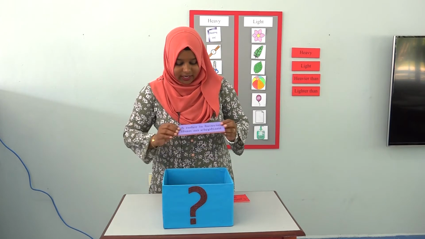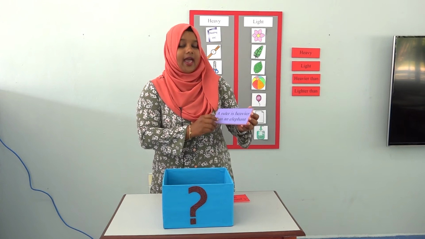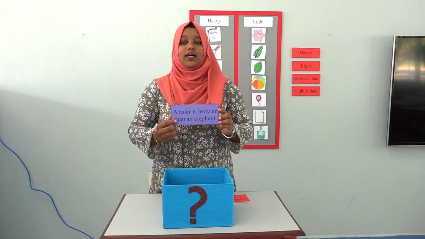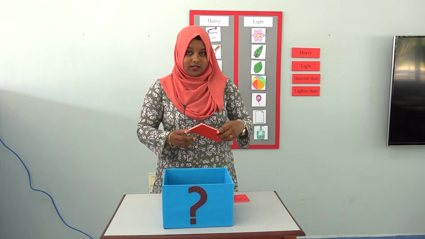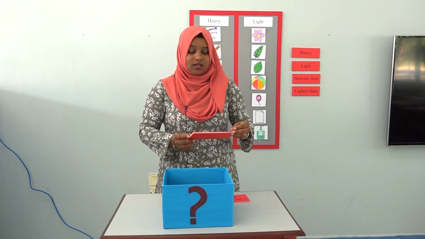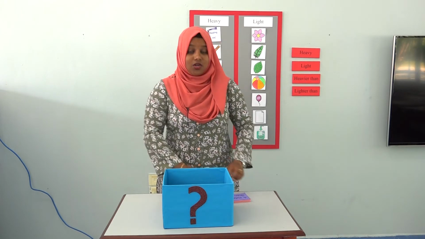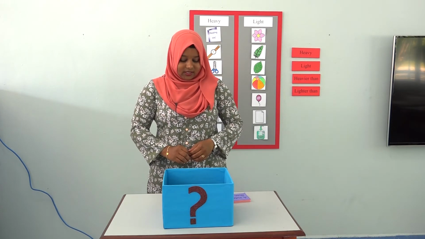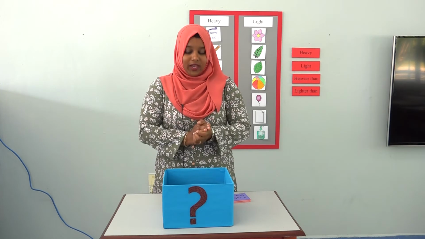Now, second one. A ruler is heavier than an elephant. A ruler is heavier than an elephant. Is this correct or wrong? Yes, this is wrong. So, let's clap again. 1, 2, 3.